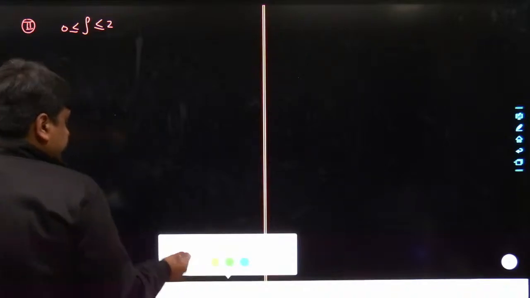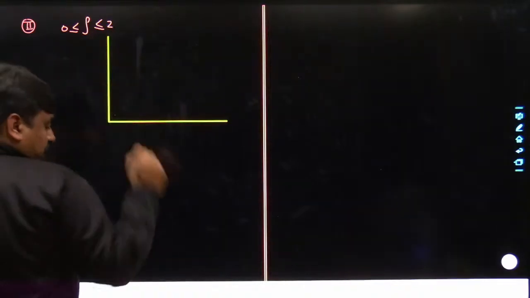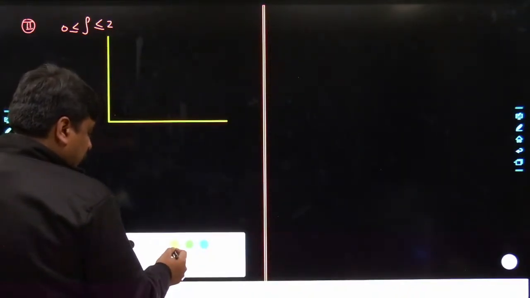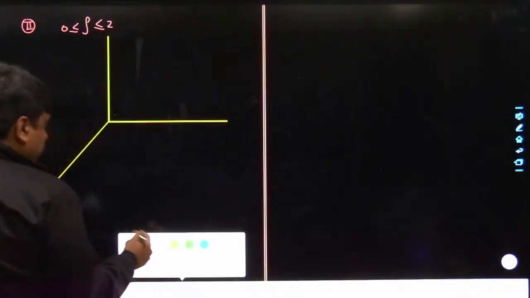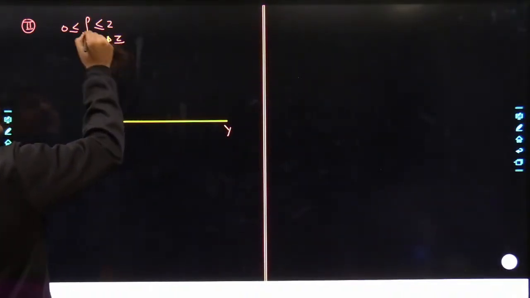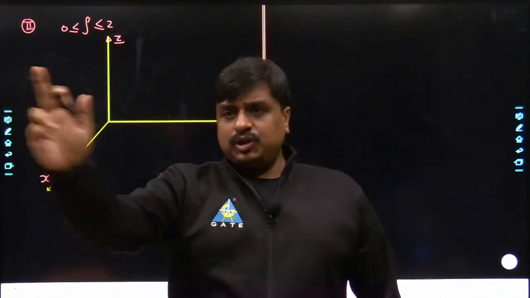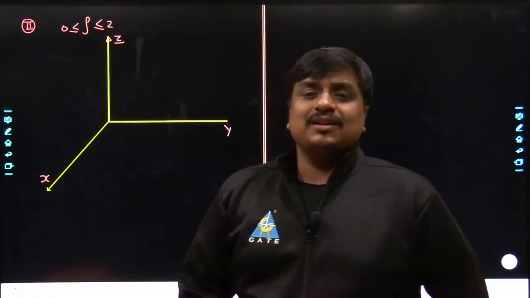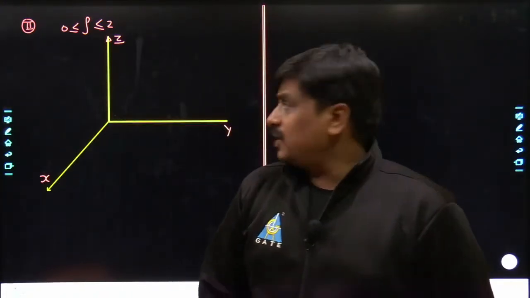Anyways, rho is in between 0 to 2. What does it mean? Let me take the positive x axis here, here goes the positive y axis, and here goes the positive z axis. Nothing has been revealed regarding the value of phi. That means phi can take its own values from 0 till 2 pi, and similarly nothing has been given regarding z. That means z can take its own possible values, from minus infinity to plus infinity.